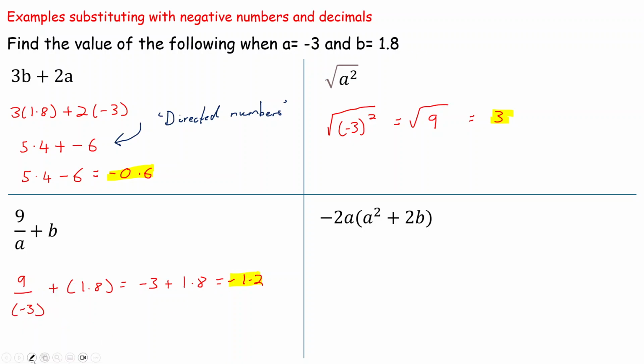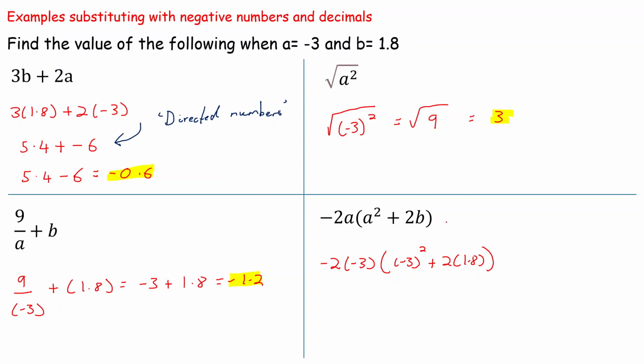Good, good, good. Okay, last but not least, we've got -2a bracket a squared plus 2b. It looks more complicated. Just literally write out what is there, but substitute in your values using brackets. We've got minus 2 lots of my a value, which is equal to -3. So I substitute a with -3. I've then got this next bracket, so another bracket, a squared. A is equal to -3, so I've got -3, but I've got to square that value. So square it, and I'm adding on 2 lots of b. b is equal to 1.8, so 2 lots of 1.8. I close the bracket.